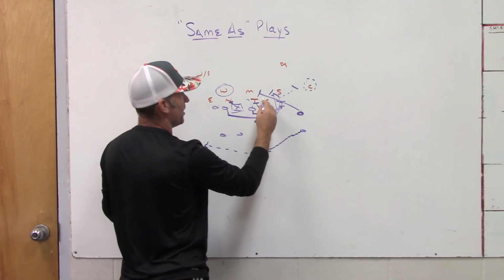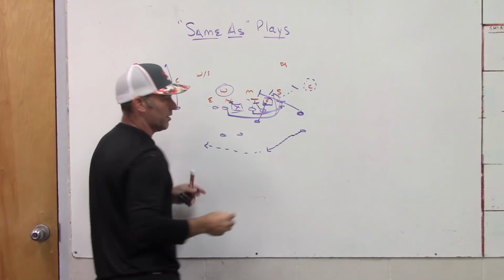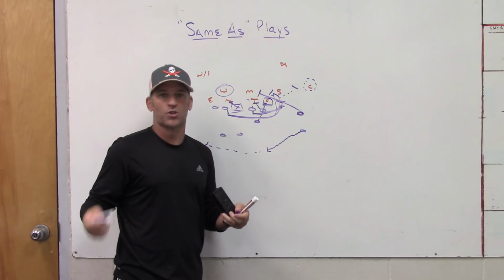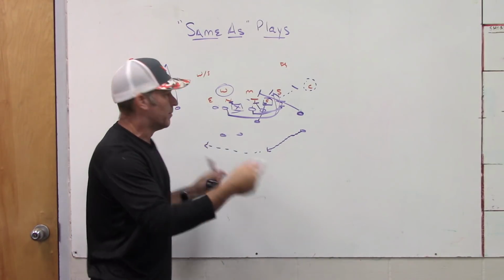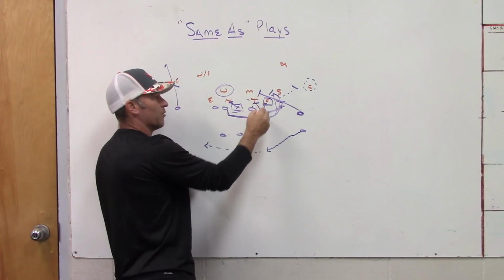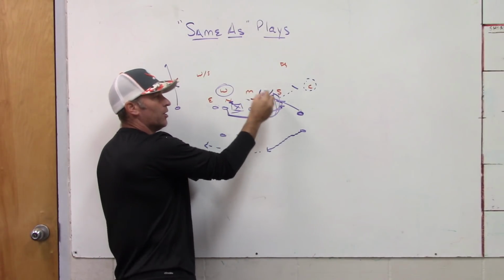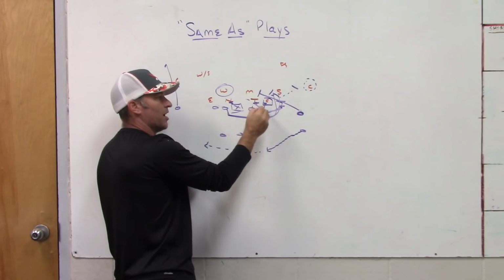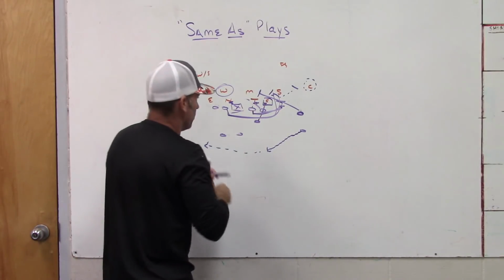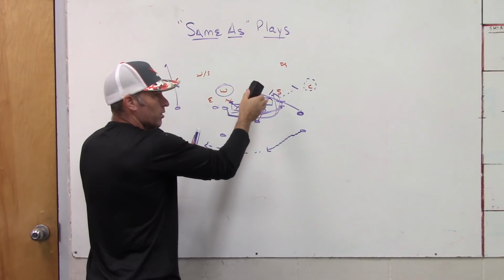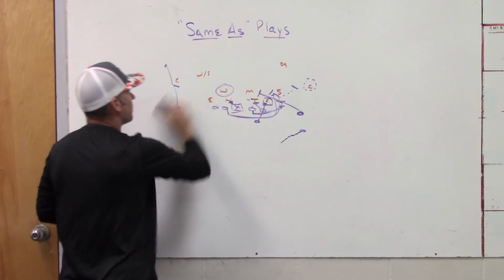And the thing is, you're manipulating the 5 technique because we also run tight zone and we also run zone read and a lot of other things. So you're manipulating the response of the 5 technique. If you run power and counter and he's got to spill it, now when he goes to spill the stimulus of the down block, now you get him hooked. Right? So same motion, same as power, now same as buck sweep, right?